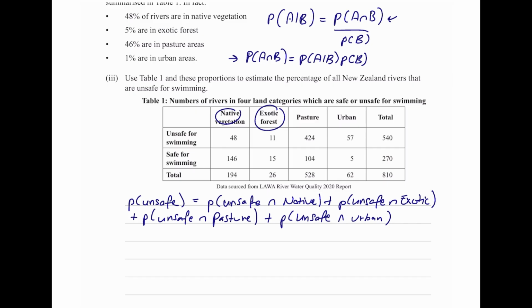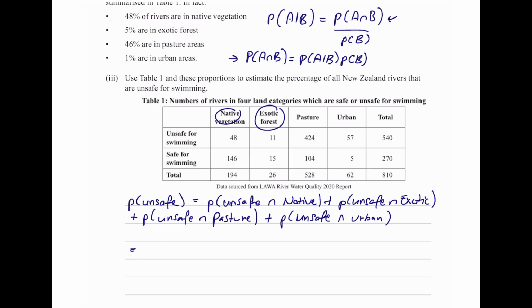Right? So essentially, we know that in the table we have these conditional probabilities, for example, native vegetation, unsafe if we have native vegetation. So if we multiply that by the actual probability of having native vegetation, we'll get this intersection, which is what we want. So if that doesn't make sense, that's fine. I'll go through it very slowly.